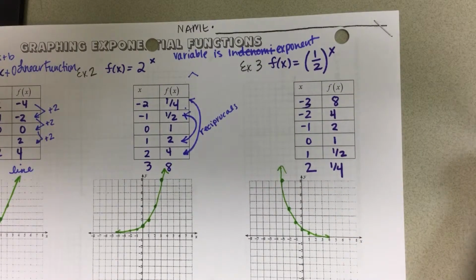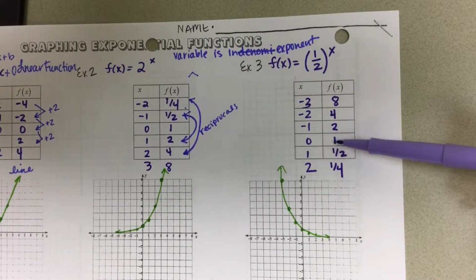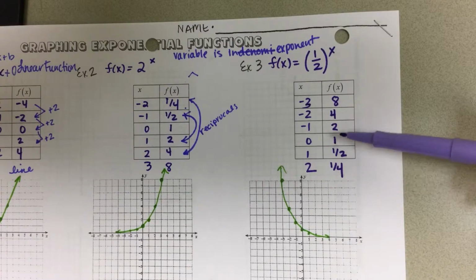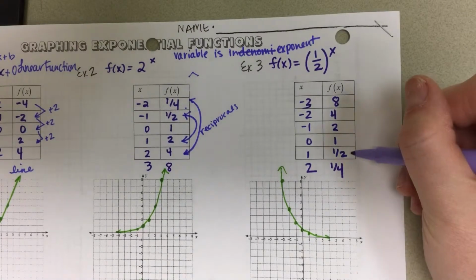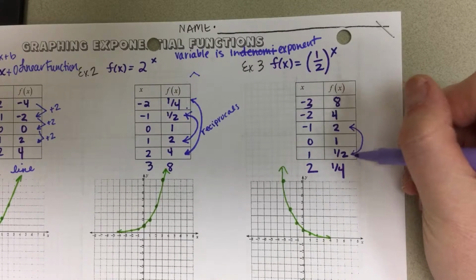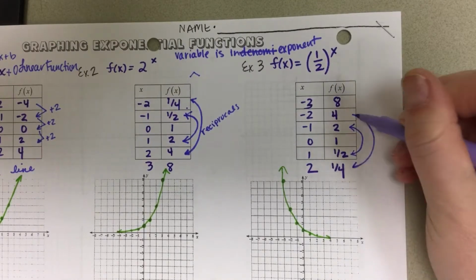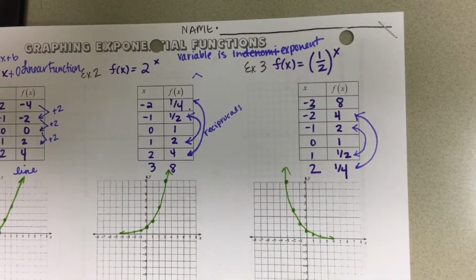So when I'm filling out tables for exponential functions, I tend to fill out the positive parts first, and then I know that when I raise it to the negative, those are reciprocals. So it kind of makes your life a little easier when you're filling these out.